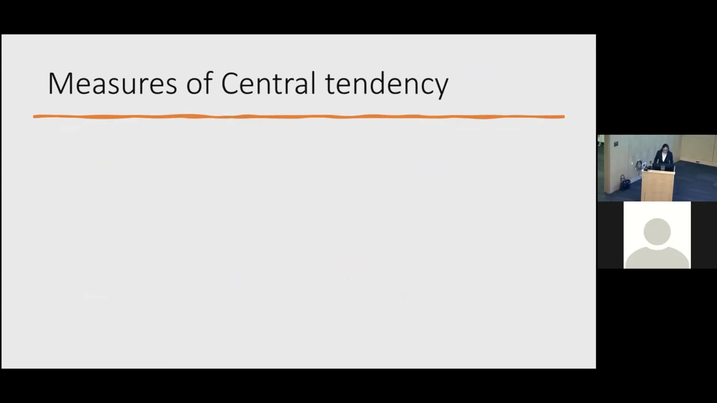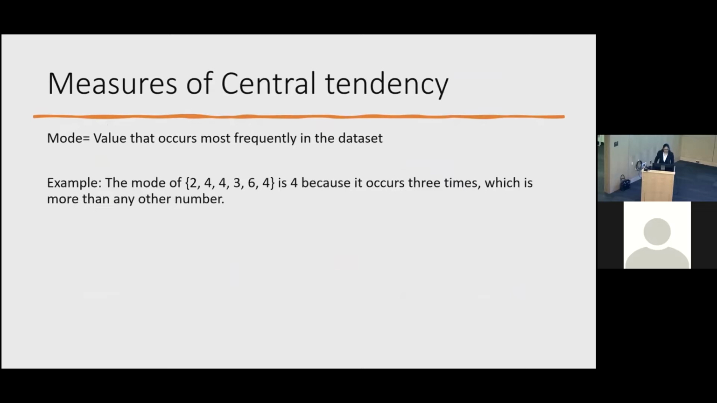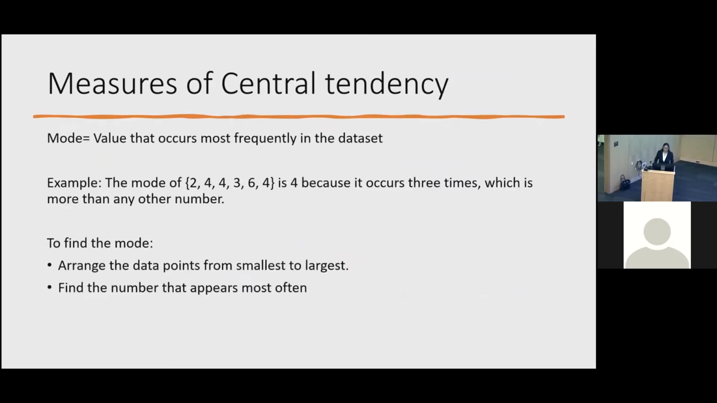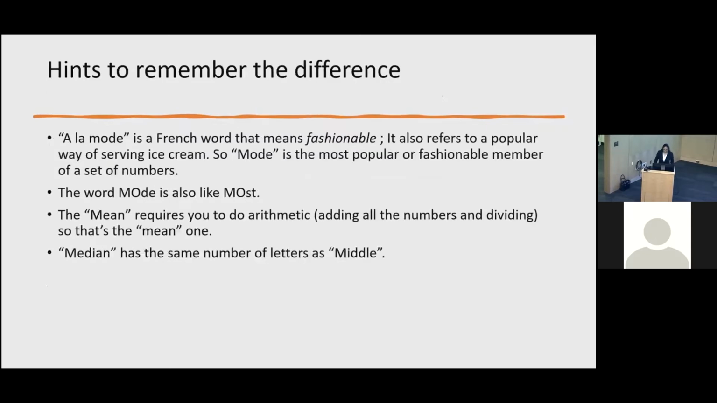Moving on to the third measure of central tendency, which is the mode. The mode is the value that occurs most frequently in the data set. For example, in the data set 2, 4, 4, 3, 6, 4, since 4 occurs the most number of times, it is the mode here. To find the mode, you need to arrange the data points from smallest to largest and find the number that appears most often. These are some hints to remember the differences between mean, mode, and median. À la mode is a French word that means fashionable.